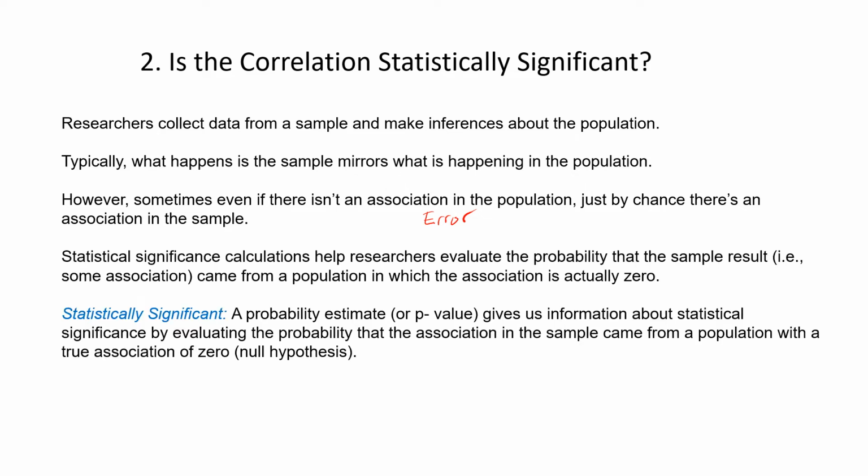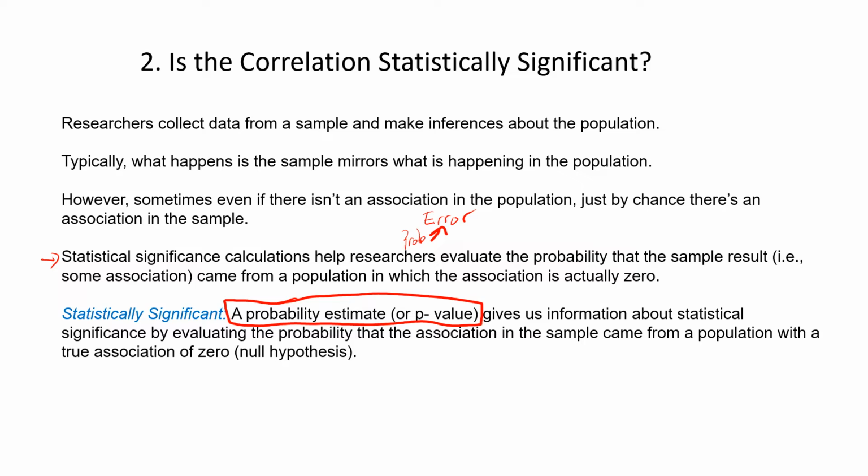So we use statistical significance calculations based on the probability that we're committing an error. We can never control it. So it's a probability estimate, or p-value. If you take stats, or when you take stats, you'll get that. But a p-value is a probability estimate, the probability of an error occurring.